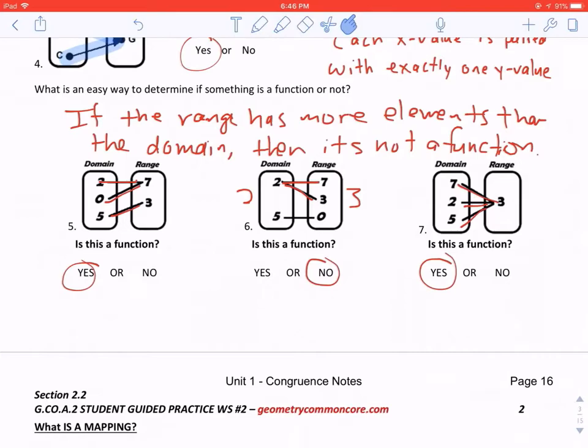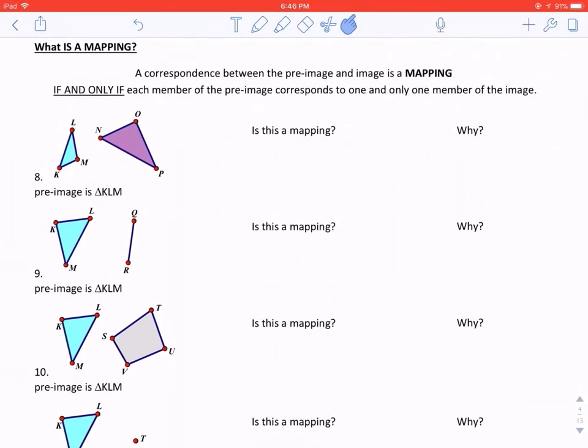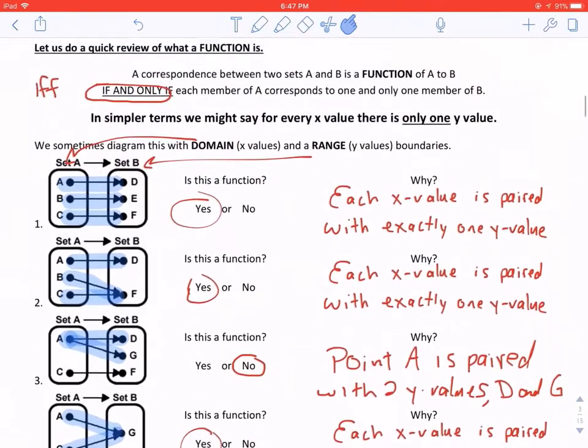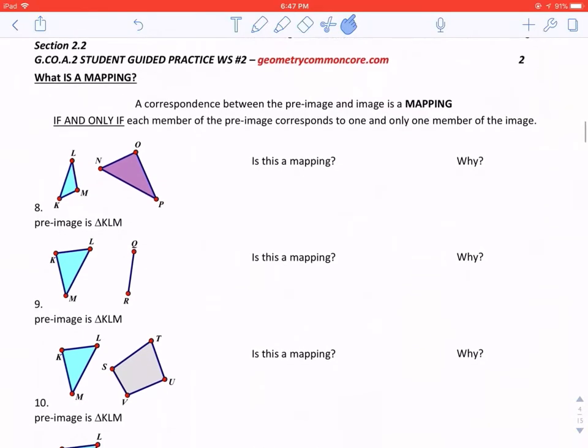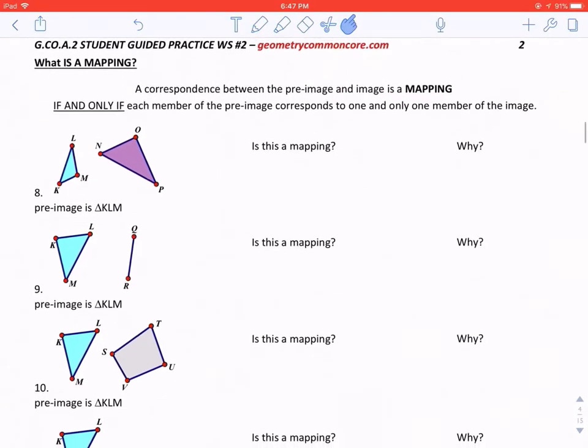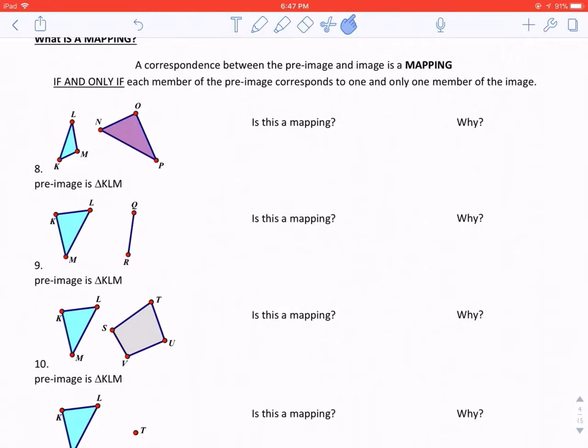Continuing. Okay. What is a mapping? Notice the similarity between this definition and the definition of a function. A mapping is a correspondence between the preimage and image. Over here we said between two sets A and B, which were domain and range. This is between a preimage and an image. It is a mapping if and only if each member of the preimage corresponds to one and only one member of the image.